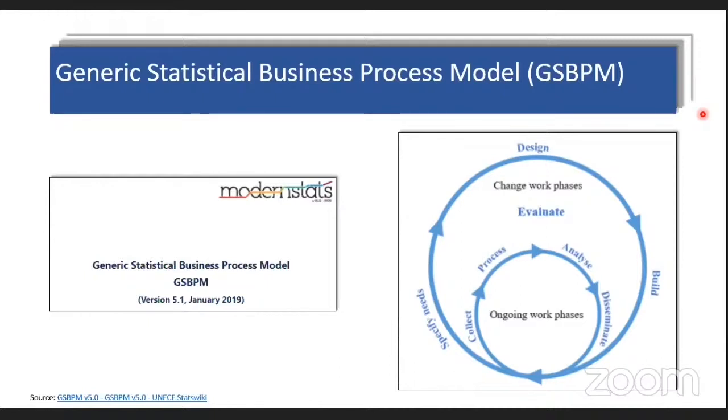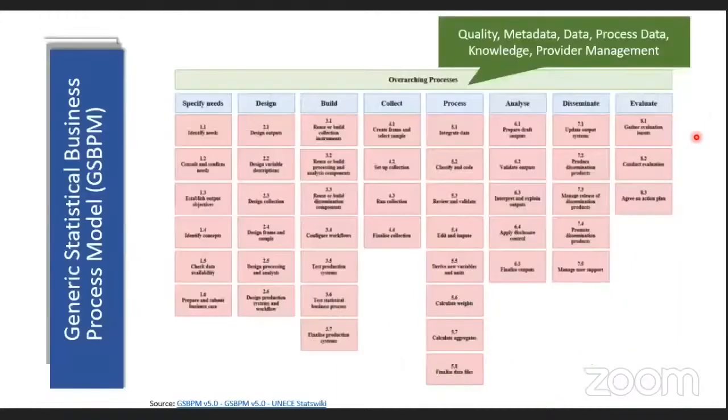Next, this one is the earlier GSBPM, version 5.0. BPS adapted and adopted this version to create our own standard business process. We name it SBFA, Statistical Business Process Framework Architecture.